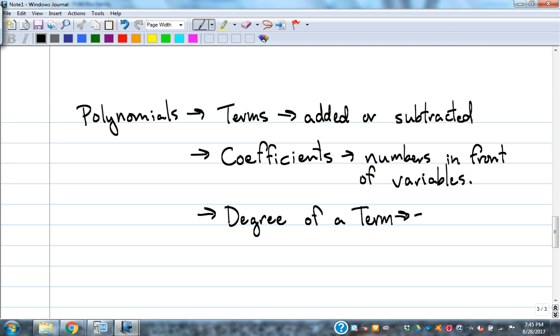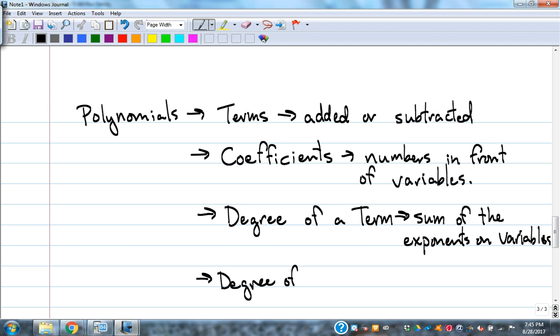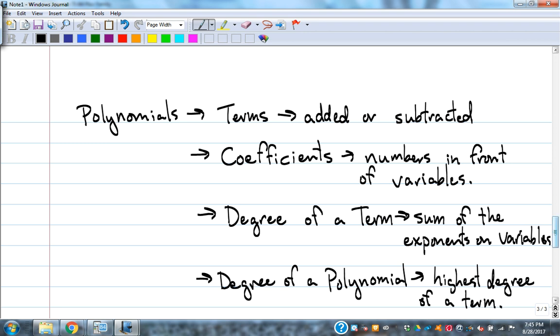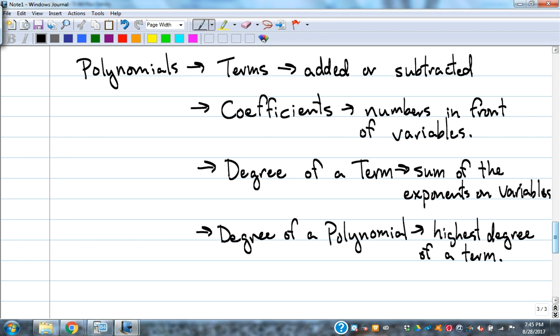The degree of a term is the sum of the exponents on variables. If there are exponents on regular numbers, that doesn't matter. It's only the exponents that are on the variables. When we look at the degree of a term, we're looking for the sum of the exponents on the variables for that particular term. And then we can find from that the degree of a polynomial, which is what we're really after. It's the highest degree of a term. Okay, so we'll see that as we go through some examples here. I'll get us through there.